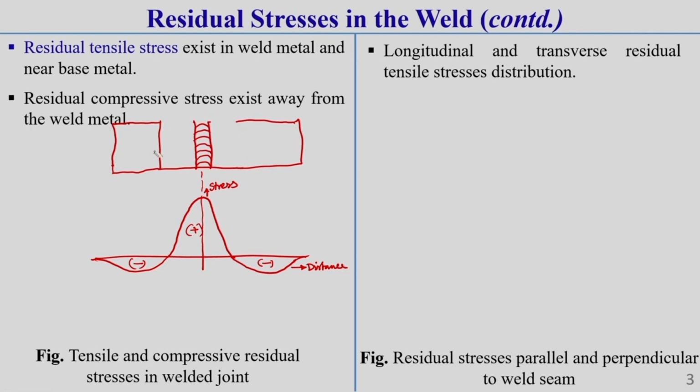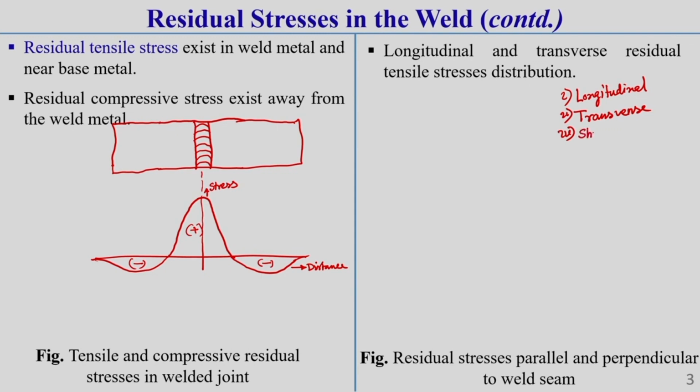You can observe here, it is generally tensile in nature near the weld zone, and away from the weld zone it is compressive in nature. Now, residual stress can have different types. It is further categorized into 3 different categories depending upon the direction. One is called longitudinal residual stress, the second is called transverse residual stress, and another is called through thickness residual stress, or sometimes short transverse residual stress.